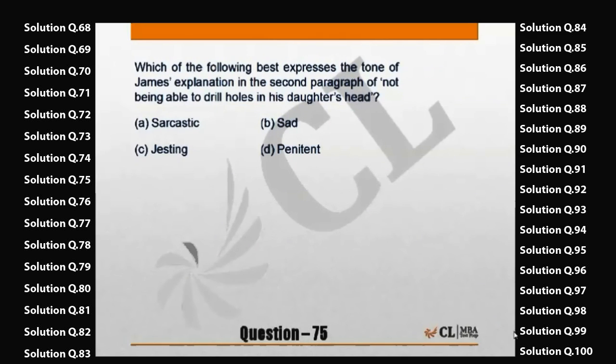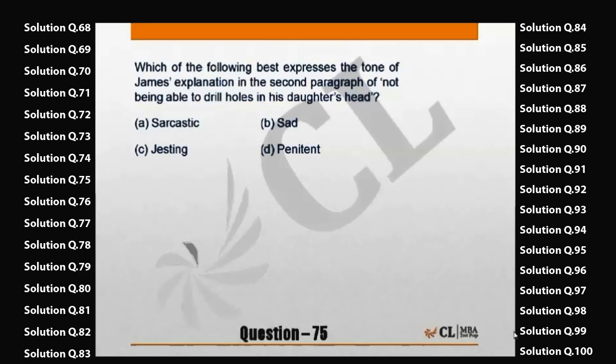The first question wanted to know the tone of James's explanation in the second paragraph of not being able to drill holes in his daughter's head. He mentions in the passage that he was not able to drill holes into his daughter's head, which is what he eventually wanted to do, because that is the correct way of trying to get the electrodes to read the information from a person's mind. Now, is he being sarcastic? Is he jesting? Is he sad in saying this? Or is he being penitent?